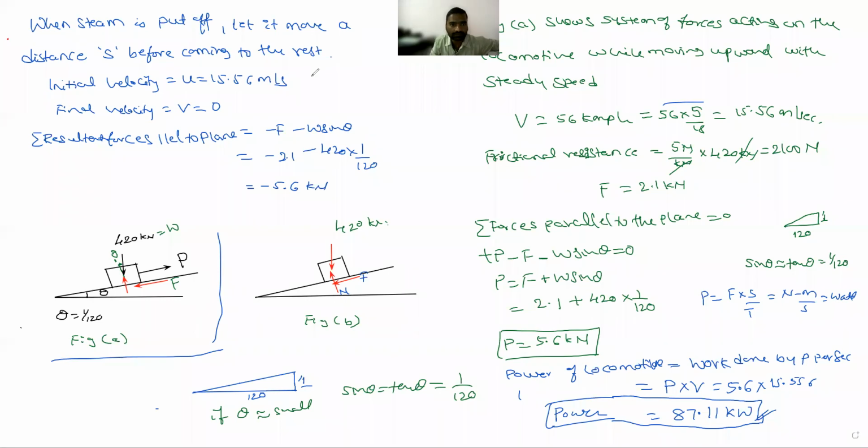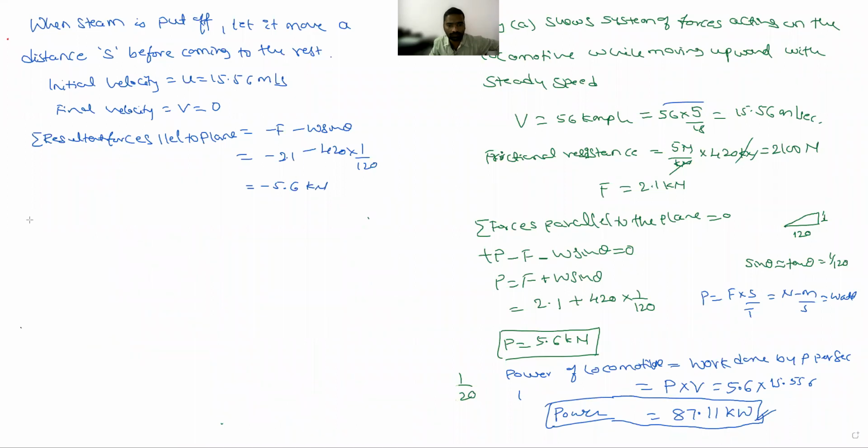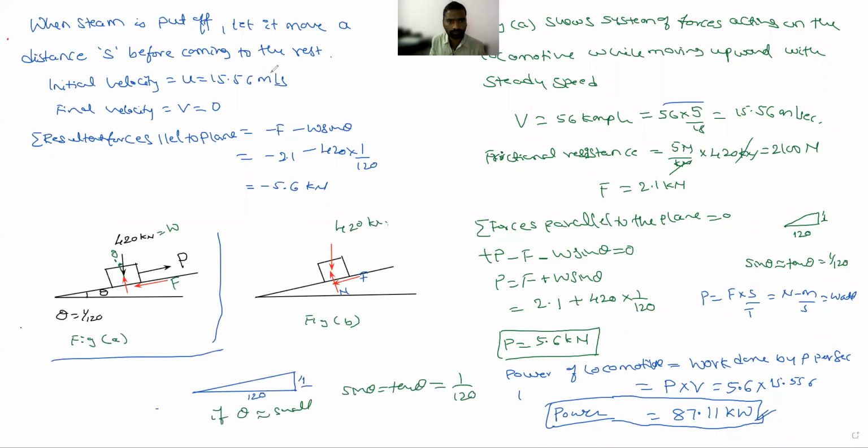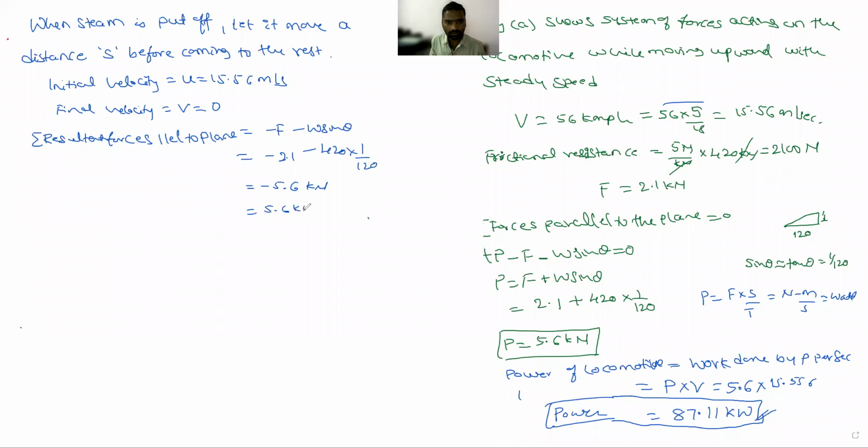Okay, next. What do you have to write next? Writing the work energy equation. The resultant is 5.6 kilonewton downward. Okay. Next, writing the work energy equation.